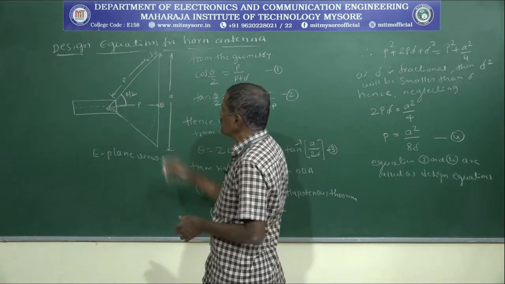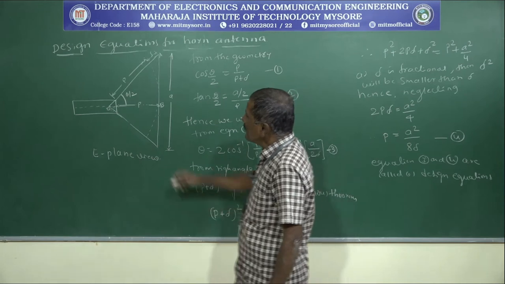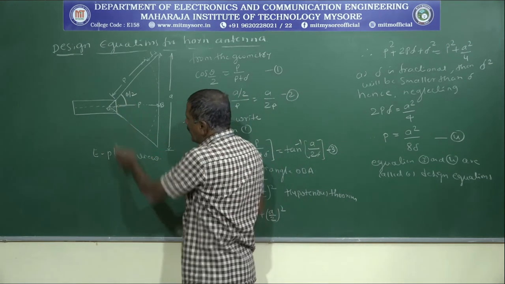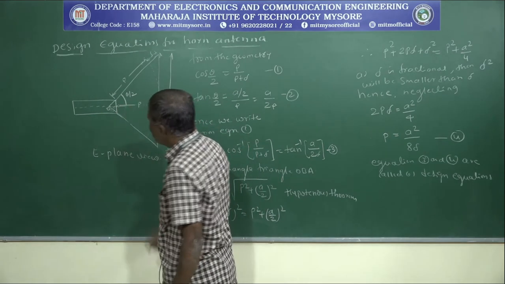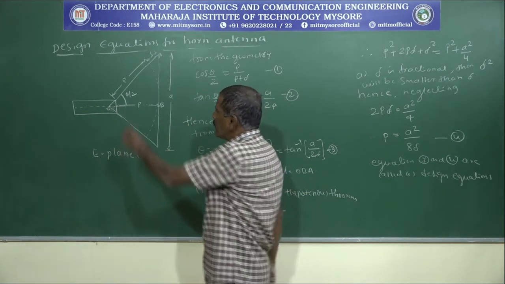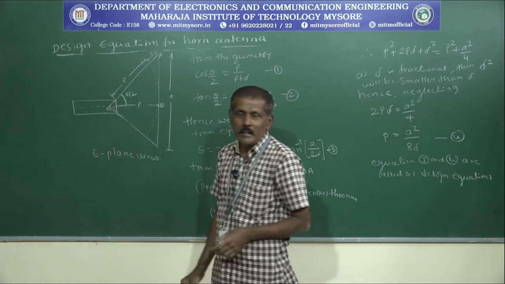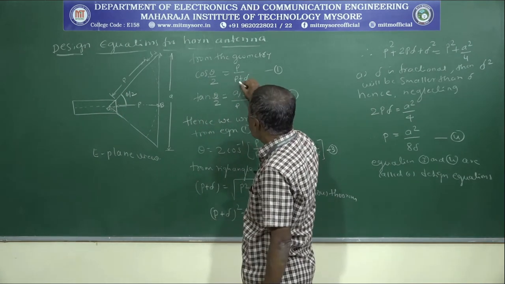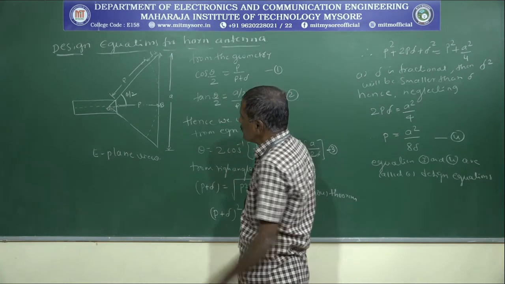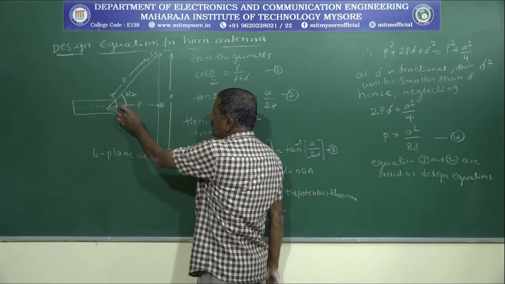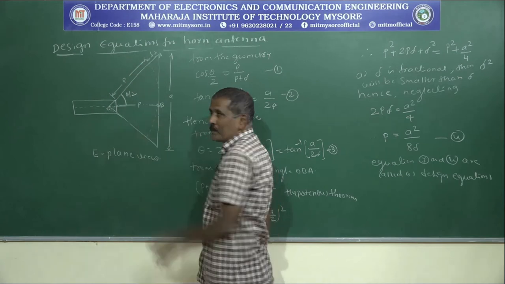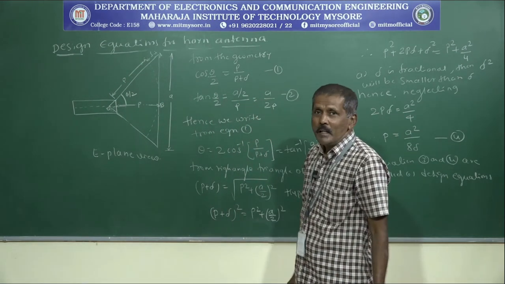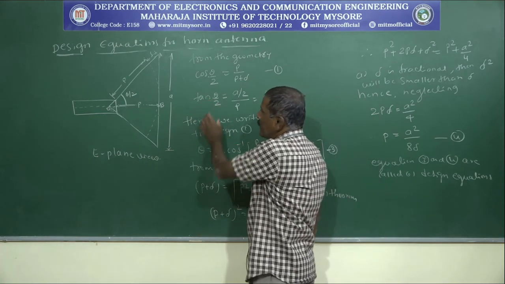Now from the geometry of this one, cos of theta by 2 is equal to, because this whole angle is theta, but we are considering only half of this particular angle. Therefore, cos of theta by 2 is equal to P divided by P plus delta. That is, cos of theta by 2 equals P divided by P plus delta, equation number 1. Similarly, you can calculate tan of theta by 2.